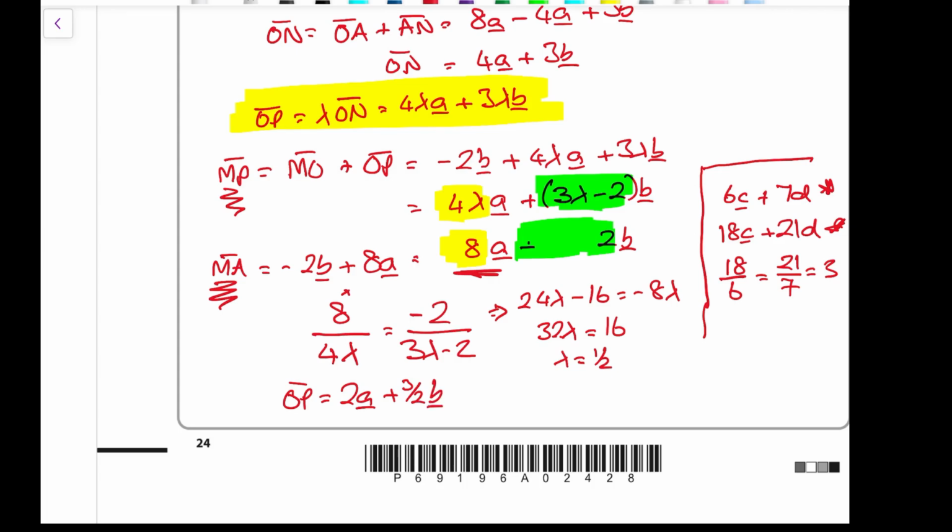That is not an easy question. It's a very difficult question, but equally, if you can get your head around that question, you can do arguably some of the most difficult vector questions.